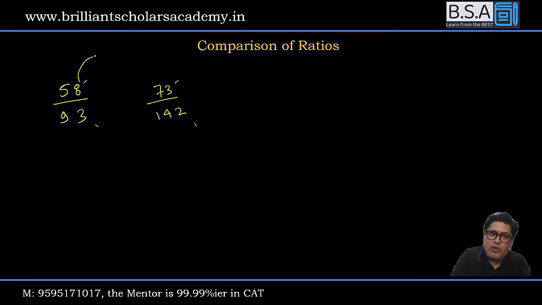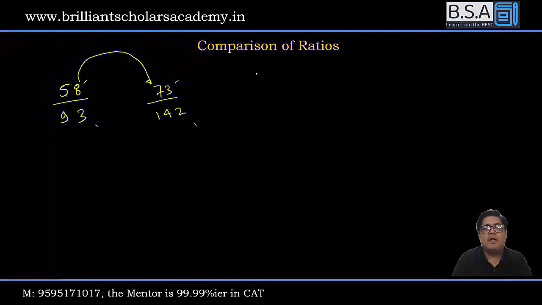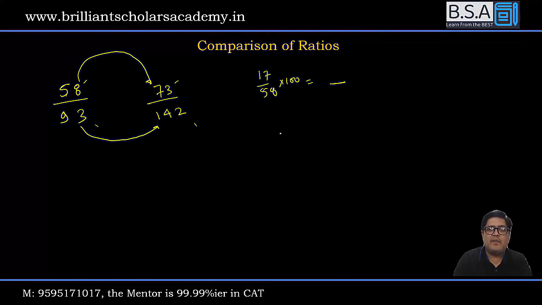What is the amount of increase from here to here? The increase is 17 points. 17 points on 58 into 100. Calculate this with a calculator. That's fine. I'm trying to show you something. What is the amount of increase here? The amount of increase is 49. Yes, on 93 into 100.